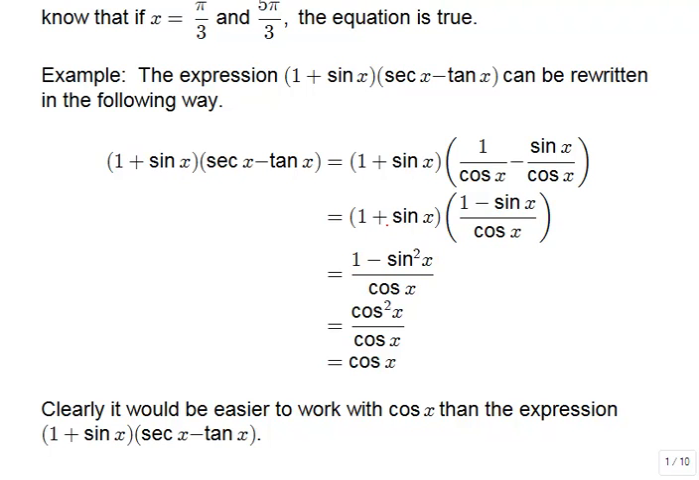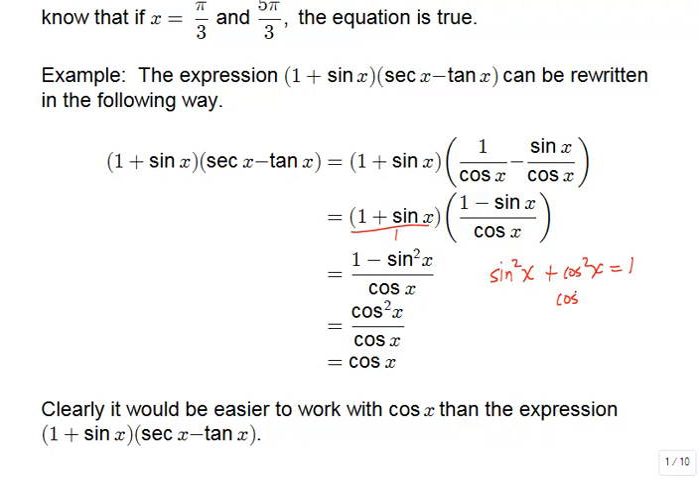And then if you do top times top over bottom times bottom and FOIL across the top, the middle terms will cancel out, and you'll just get 1 minus sine squared x on the top all over cosine x on the bottom. 1 minus sine squared x is part of that Pythagorean identity, which says sine squared plus cosine squared always equals 1.